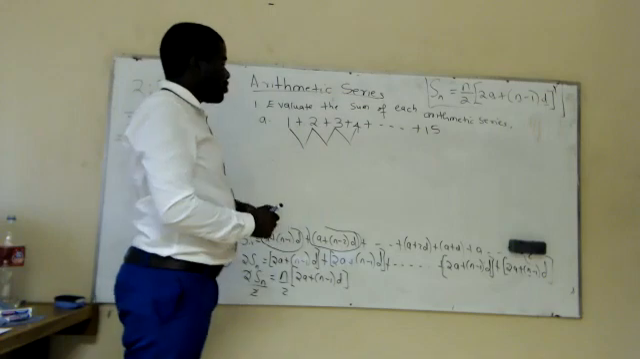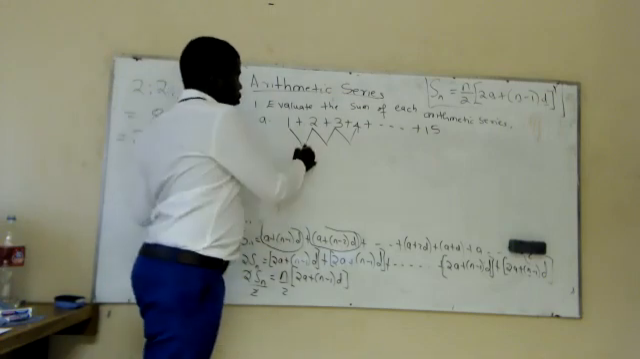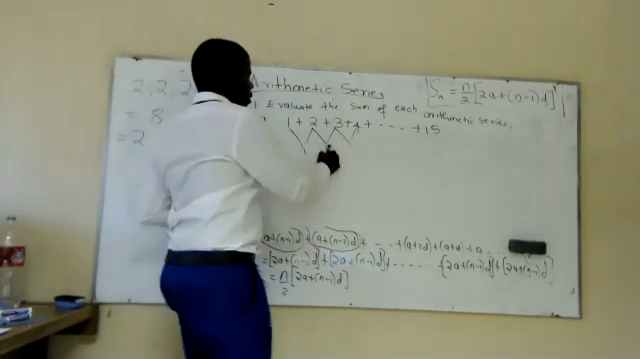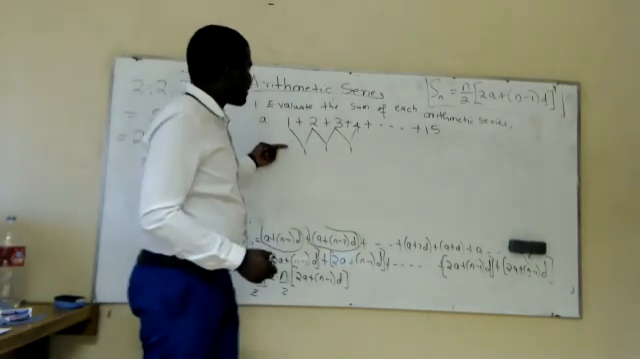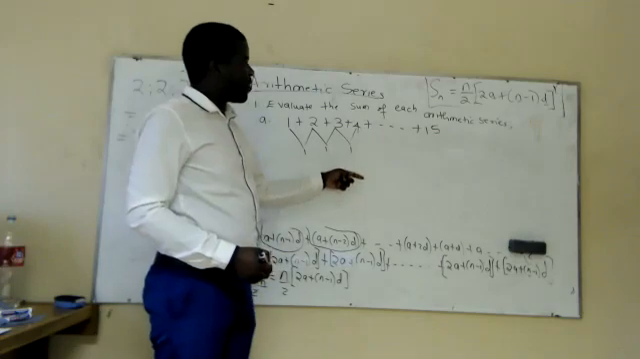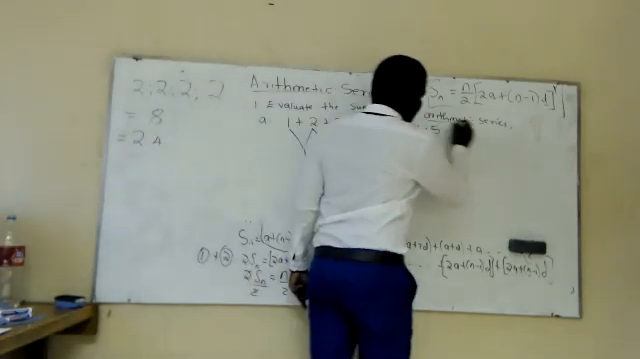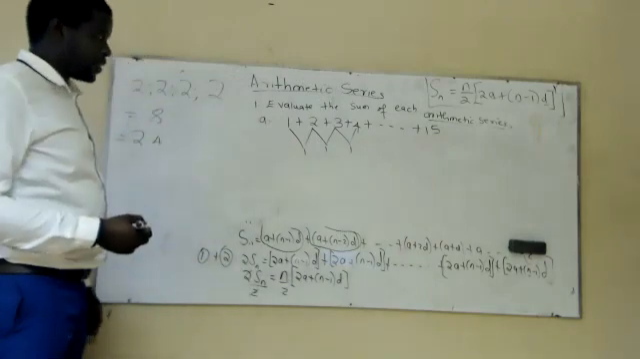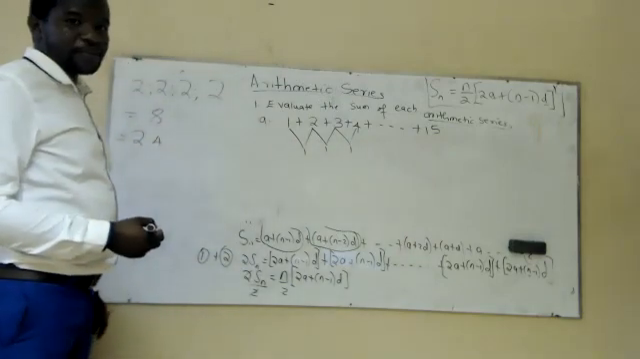2 minus 1, it gives you an answer of what? Of 1, right? And then 3 minus 2, it gives you 1. Then if you obtain the same, this confirms to you that indeed what we are dealing with in this case is an arithmetic series. Are we all together?